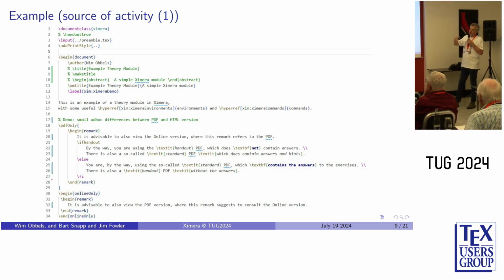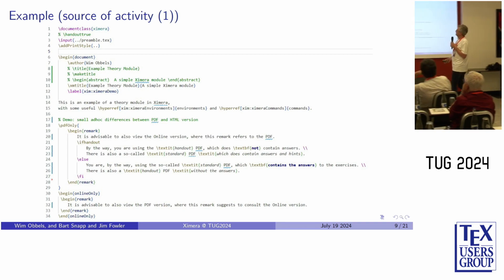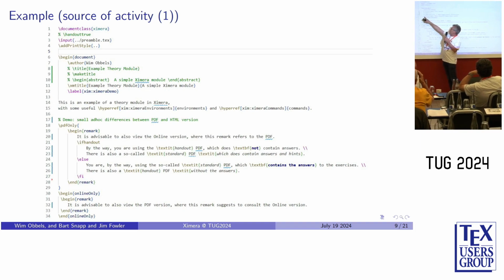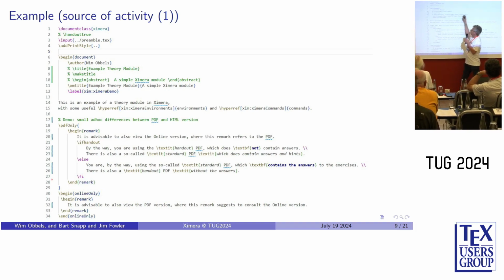But in the preamble, you can define additional macros and additional environments and so on. One of the things, for instance, we did is the official way is to have an author, a title, make title, and a begin abstract, and we made a shortcut XM from Ximera title, which does it at once.